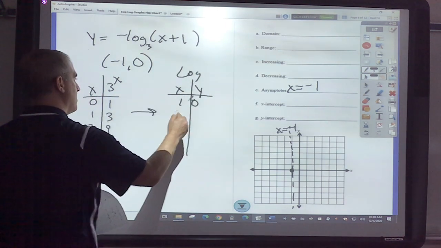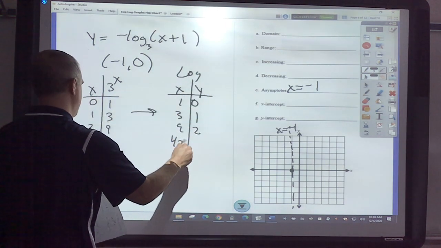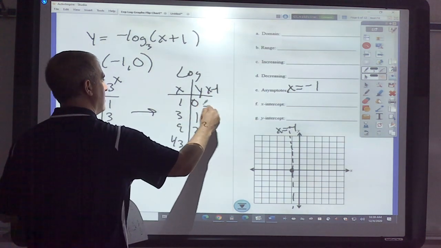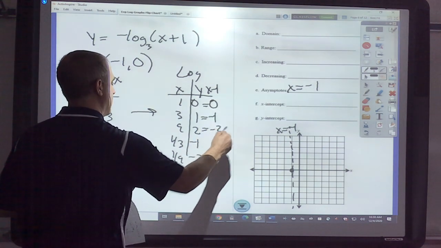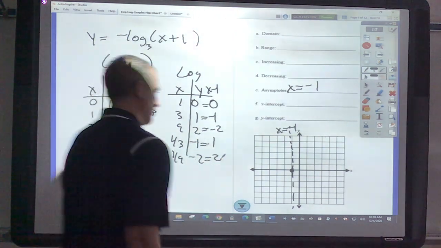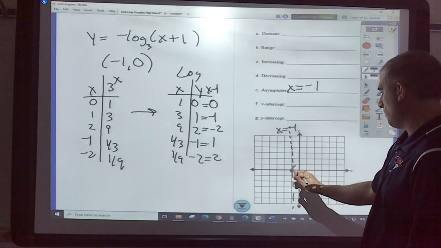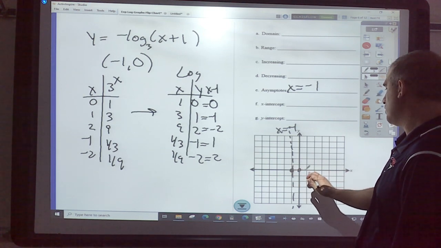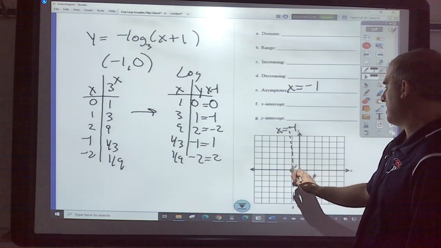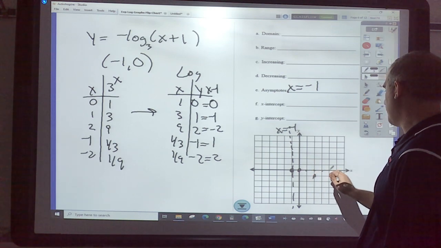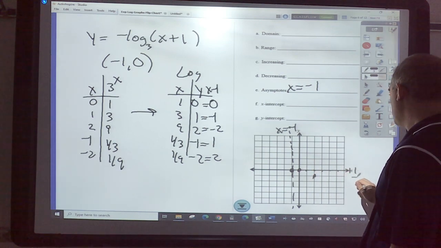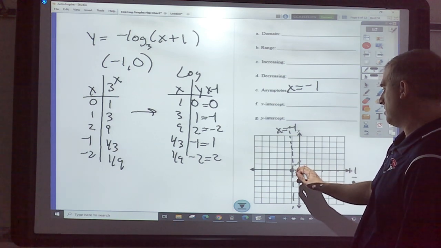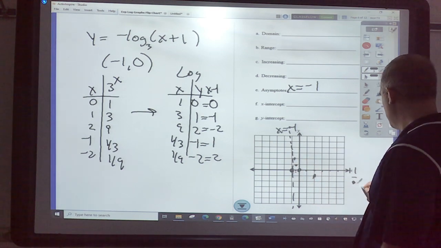So 1, 0, 3, 1, 9, 2, 1/3, -1, 1/9, -2. So I'm going to take these and multiply by -1. So I got 0, -1, -2, 1, 2. So from here, 1 over 0 up. 3 over 1, 2, 3, 1 down. 9 over 1, 2, 3, 4, 5, 6, 7, 8, 9, 2 down. From here, 1/3, 1 up, 1/9, 2 up. So this is what it looks like.